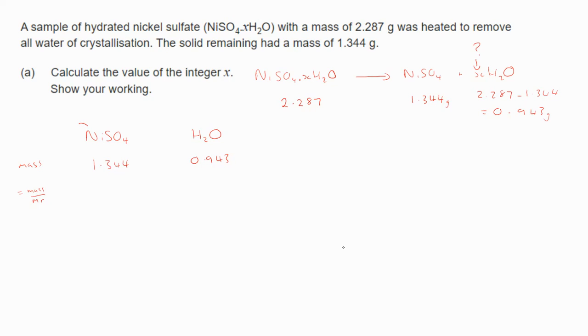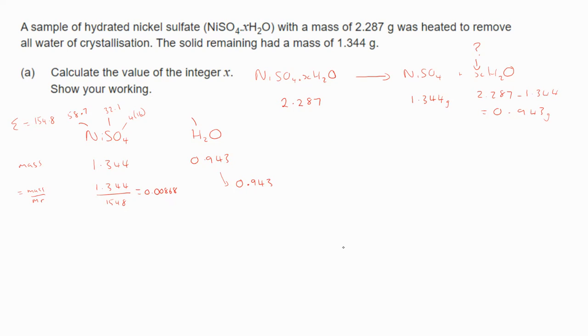And if I add these up, so nickel, if I look in the periodic table, is 58.7. Sulfate is 32.1, and oxygen, there's 4 of them, and there's 16 each. So if I add that up, that gives me 154.8. So I'm going to divide 1.344 by 154.8, and if I stick that into my calculator, it gives me 0.00868. If I do the same for here, I'm just going to shift a little bit to the right because I've run out of space a bit, so 0.943.